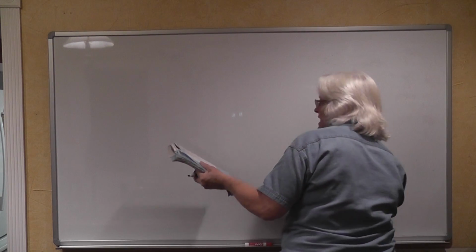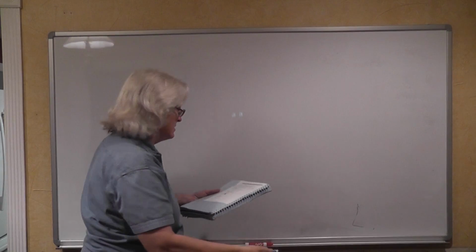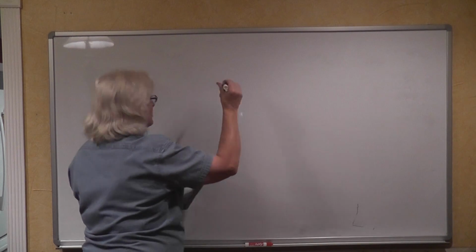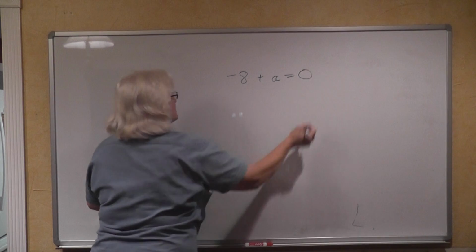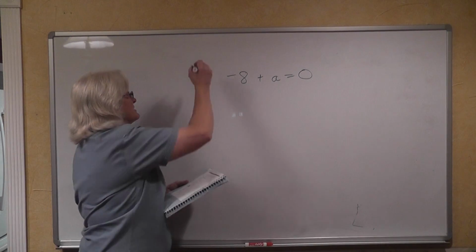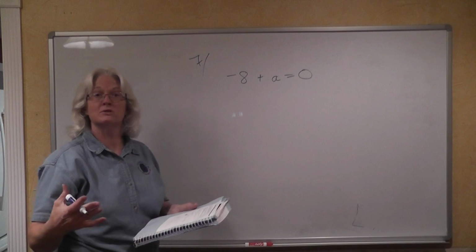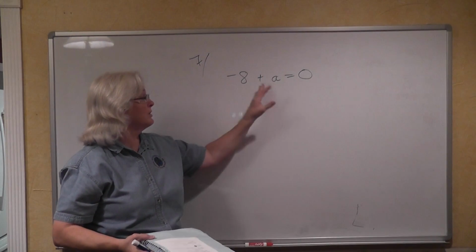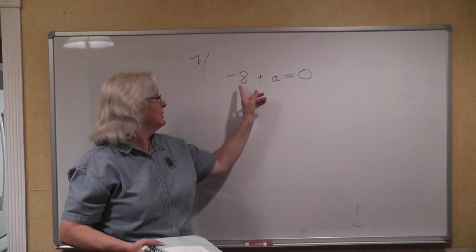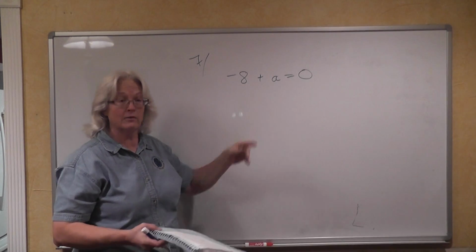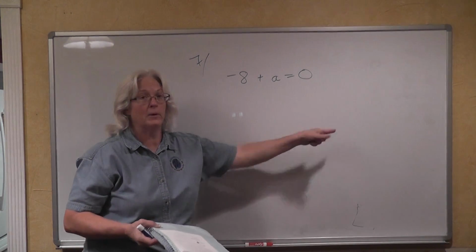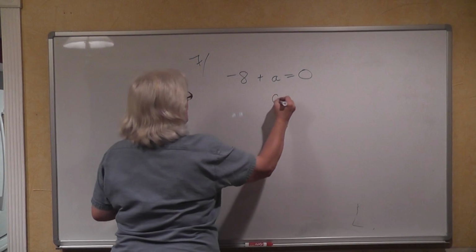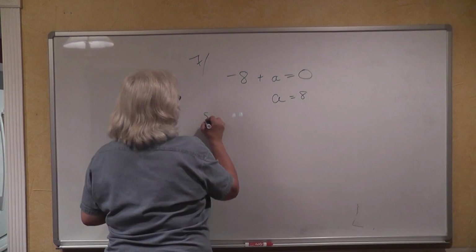Let's go ahead and look at, I'm not going to do number 6. Find the missing integer. Negative 8 plus a is equal to 0. This is number 7. And here they're using the opposite property. It says a number and its opposite is always equal to 0. What's the opposite of a negative 8? Negative 8's here. What's its opposite on the number line? A positive 8. So a is equal to 8.